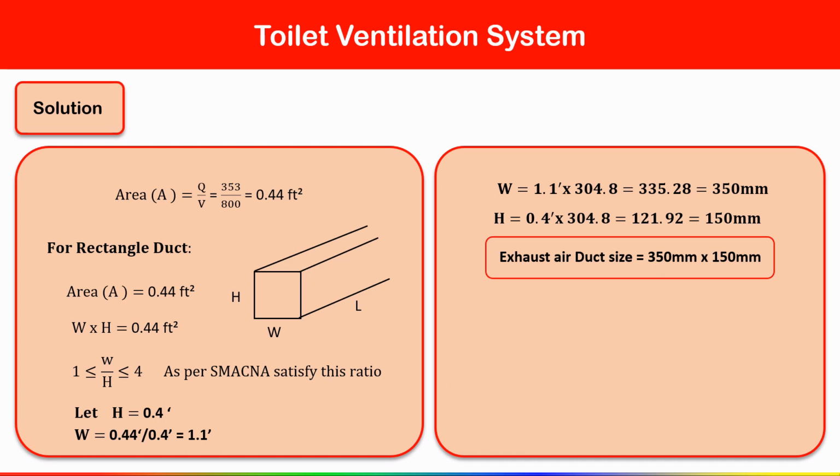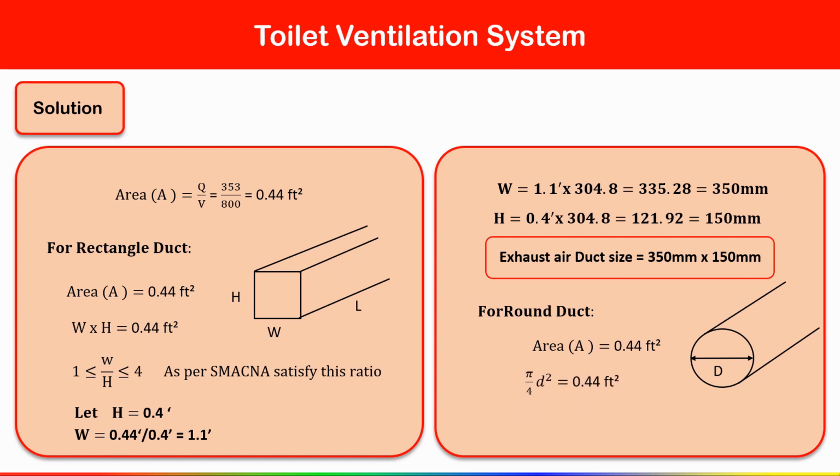But remember, this condition we have to follow only for rectangular duct. Suppose you have selected a round duct, if you want to install the round duct, then we need the diameter of that duct. How to calculate the diameter? If you know the area, and area we have calculated 0.44 square feet, easily you will get the diameter, because we know that area of circle is pi by 4 d square, and you can simplify that and easily get the diameter: 250 mm diameter of duct we need. Okay, so this is for round duct.